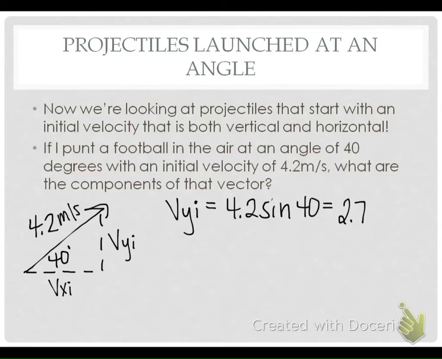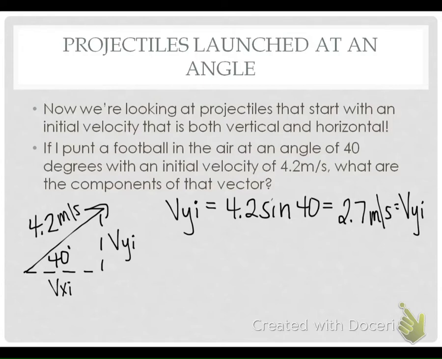Okay, 2.7. And what would be my units? Meters per second, because it's still a velocity. And if we add that to our list, we would add it as v sub y I. So now our initial vertical velocity is no longer 0, for these ones that are launched at an angle.